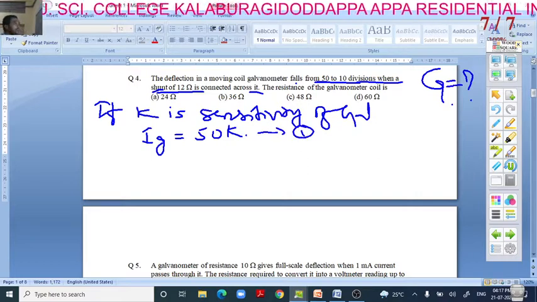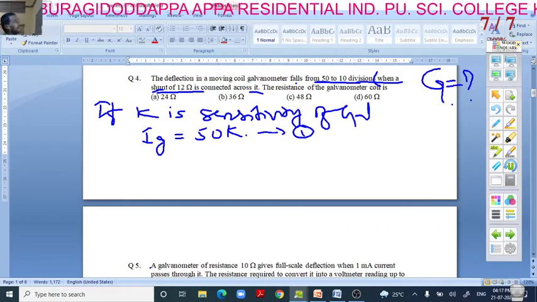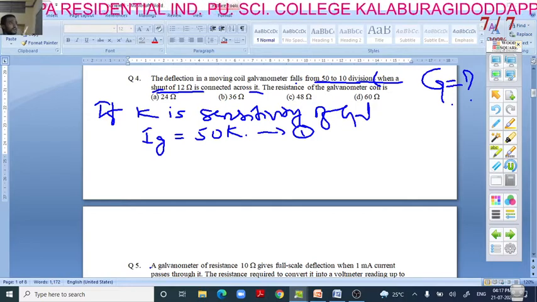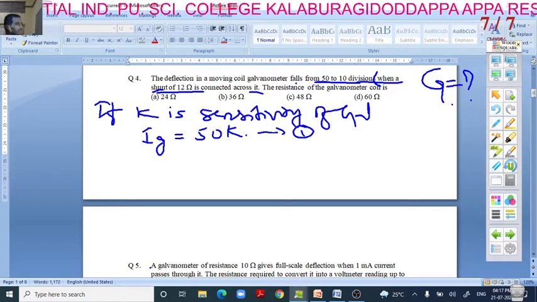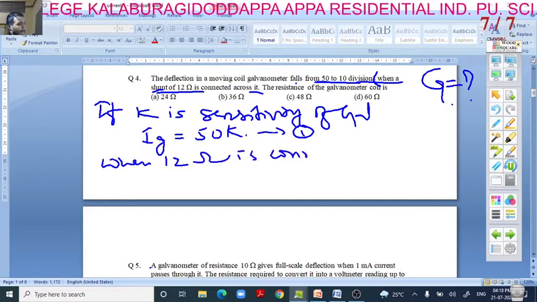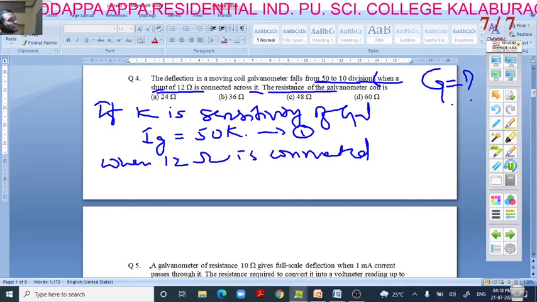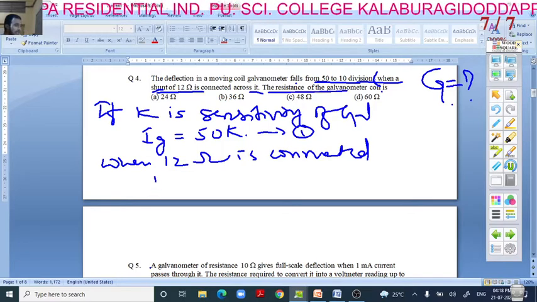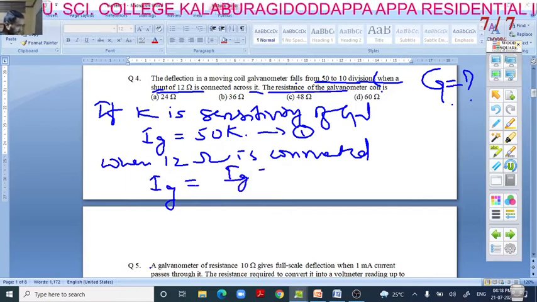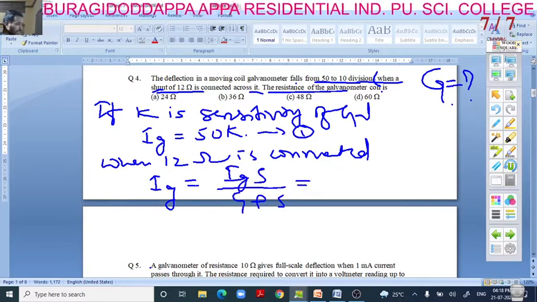Now, when a shunt of 12 ohm is connected across it, what is the resistance of the galvanometer? That is the question. So now again I define the current through the galvanometer. IG is equal to, we know the formula, IG S divided by G plus S.